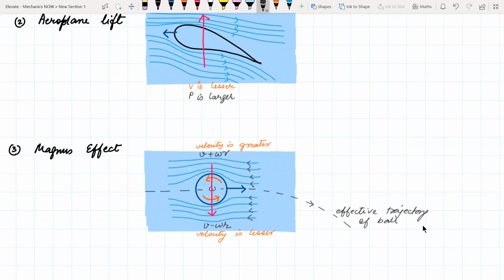So therefore, upper side, pardon, effective trajectory upper side. ऊपर की तरफ velocity ज़्यादा होगी, ना. Pressure will be more than the bottom. Sorry, I mean pressure, sorry.